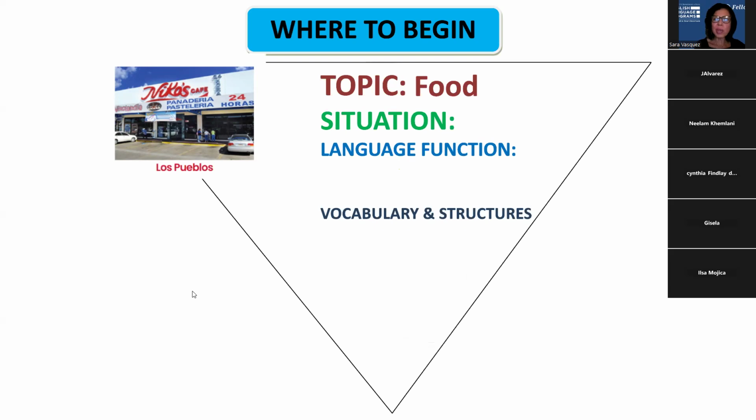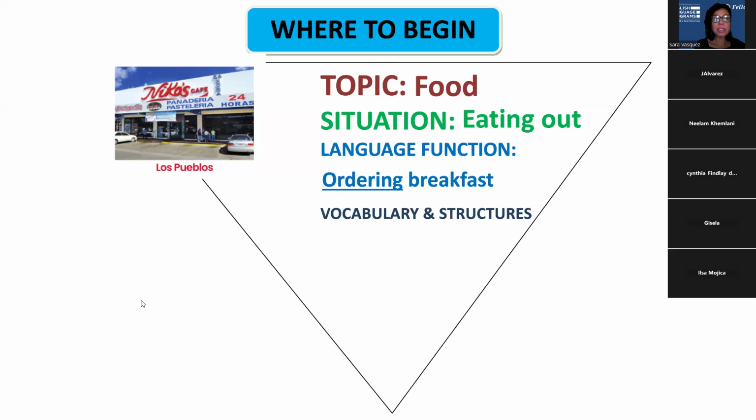Notice that our triangle is upside down. The reason it's upside down is that we start from the very general and go down to the point, to more specific. So in general, we're going to talk about food. We're going to teach them about eating out and how to order breakfast.